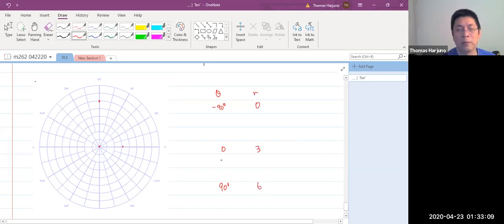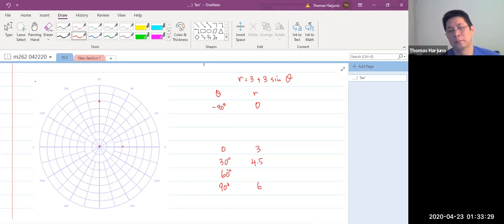Now let's fill in the gap. When theta equals 30 degrees, that will be 4.5. When theta equals 60 degrees, 5.4.